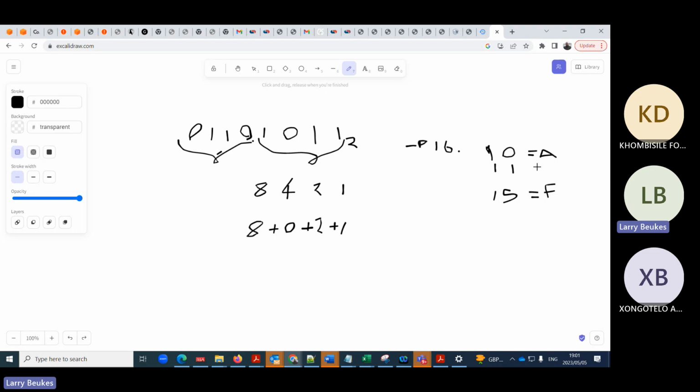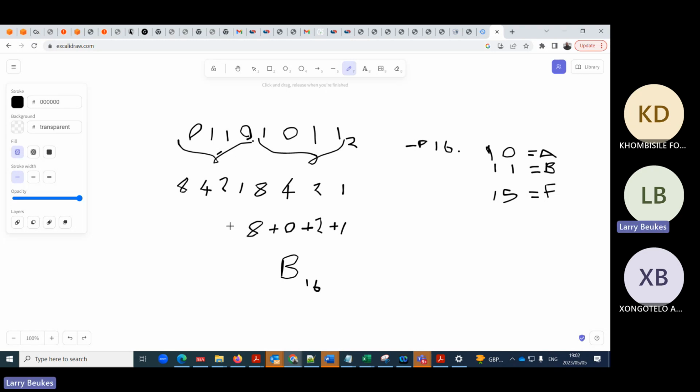And I said from 10, they become alphabets, right? So 11, it's a B. So we know here we have a B. Everything is to the subscript of 16. All right. So here still we will have 1 of this one. 1, 2, 4, 8.